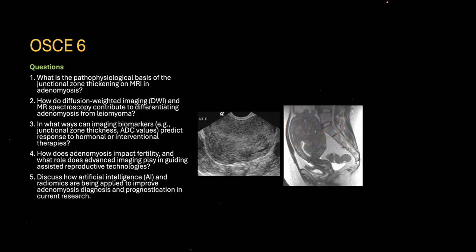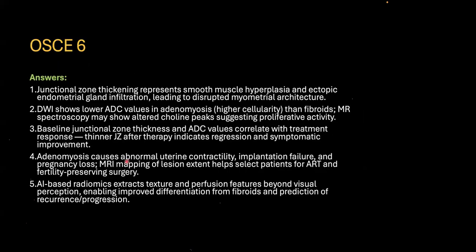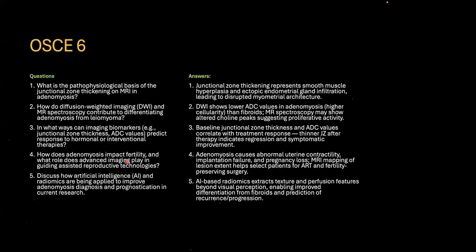All right, so we'll come to the answers. What is the pathophysiological basis of junctional zone thickening? So there is basically smooth muscle hyperplasia, and due to ectopic endometrial glandular infiltration, it leads to disruption of myometrial architecture. How does DWI and MR spectroscopy contribute?